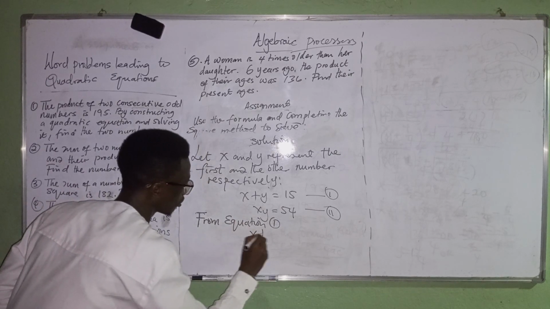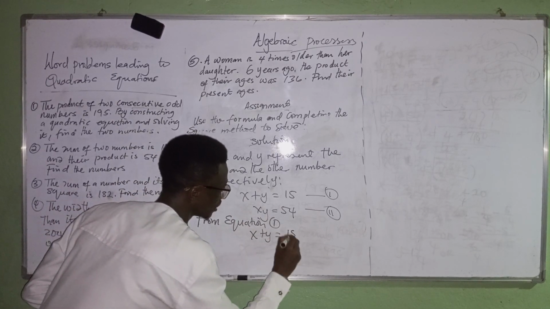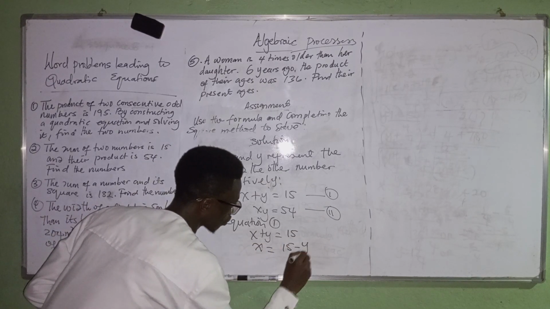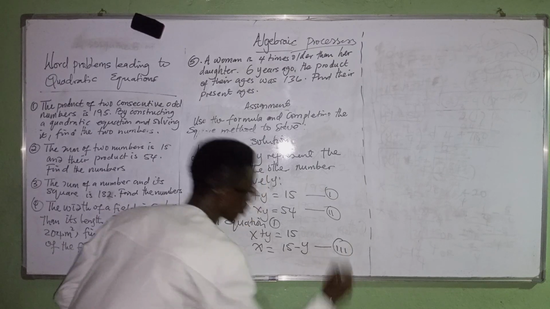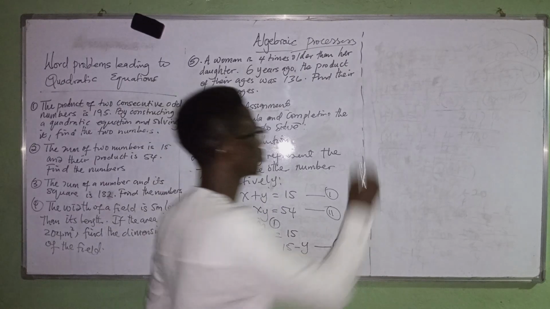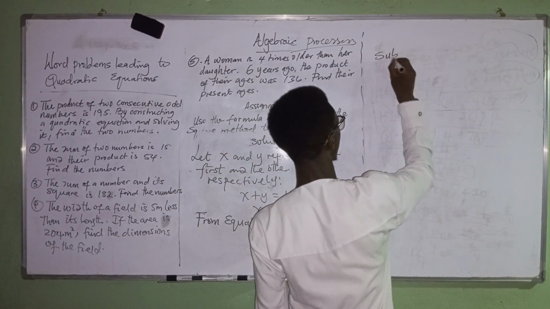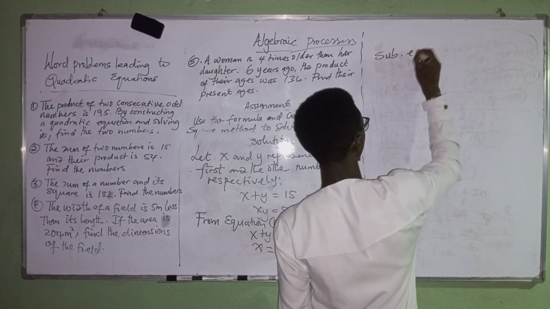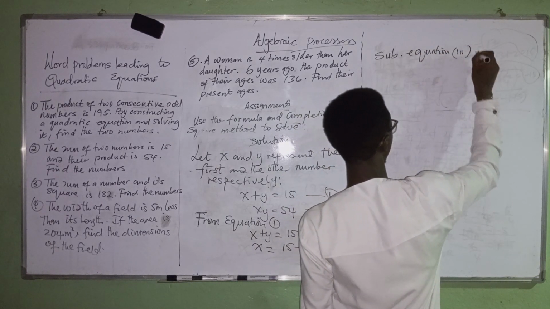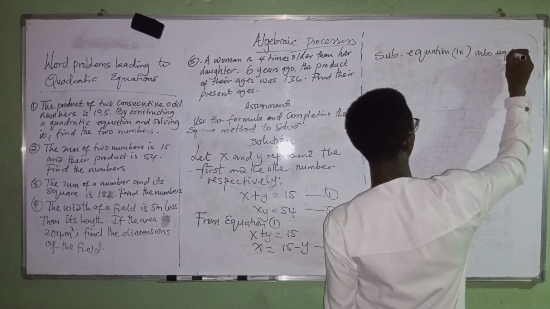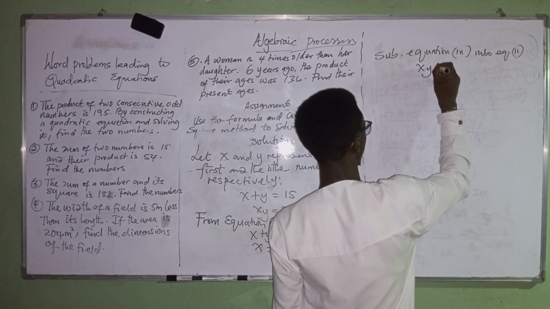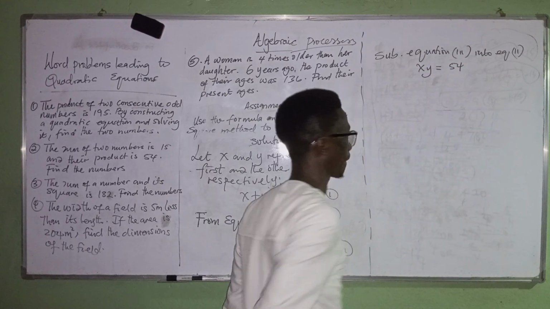we have x plus y equals to 15. We make x the subject, x equals to 15 minus y. Let's say this is equation 3. Now you are going to substitute equation 3 into equation 2. Equation 2 says xy equals to 54.